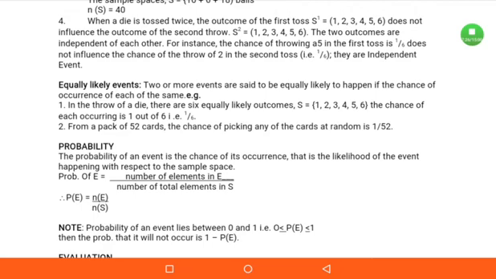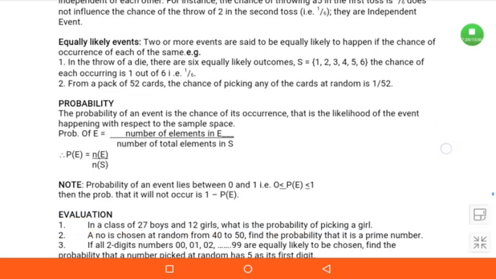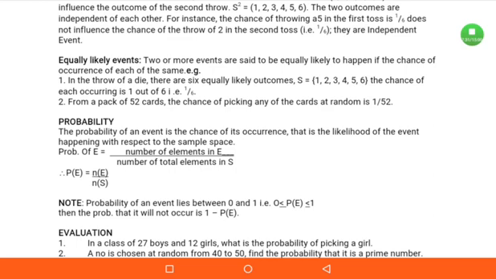Now, equally likely events. What do you mean by equally likely events? Two or more events are said to be equally likely to happen if the chance of occurrence of each of them is the same. For instance, in the throw of a die, there are 6 equally likely outcomes, 1 to 6. The chance of each occurring is 1 out of 6. Do you get that? Having 1 is 1 over 6, having 2 is 1 over 6, having 3 is 1 over 6. So we call them equally likely events because they have equal chance of occurring. It's a fair chance, a fair play.